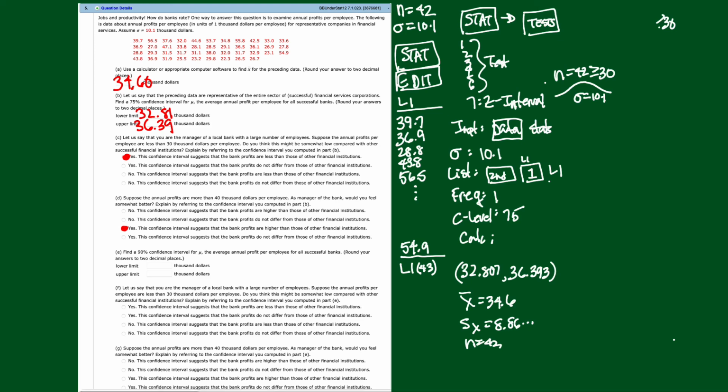Now, what happens now? Lower limit and upper limit. Okay, so now the lower limit, I'm getting, rounded to 2 decimal places, 32.04. And the upper limit, I'm getting at 37.16.